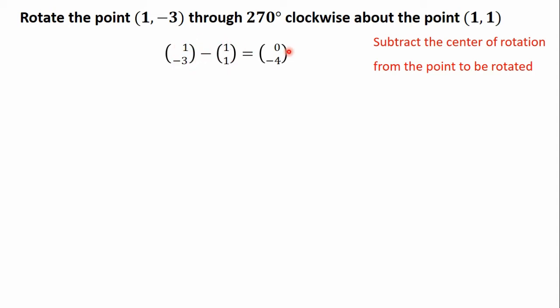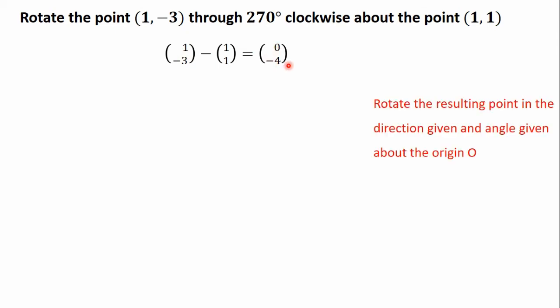1 minus 1 will give us 0. Minus 3 minus 1 will give us minus 4. So after we have subtracted the center of rotation from the point to be rotated, we are having (0, -4). The second step says that we should rotate the resulting point. The resulting point is (0, -4).